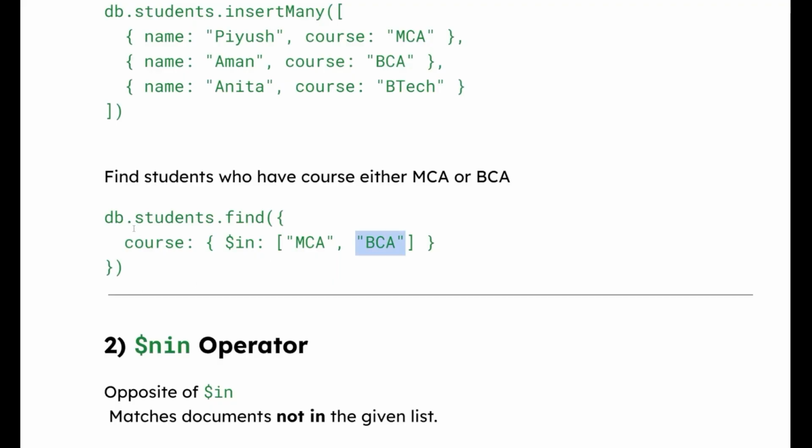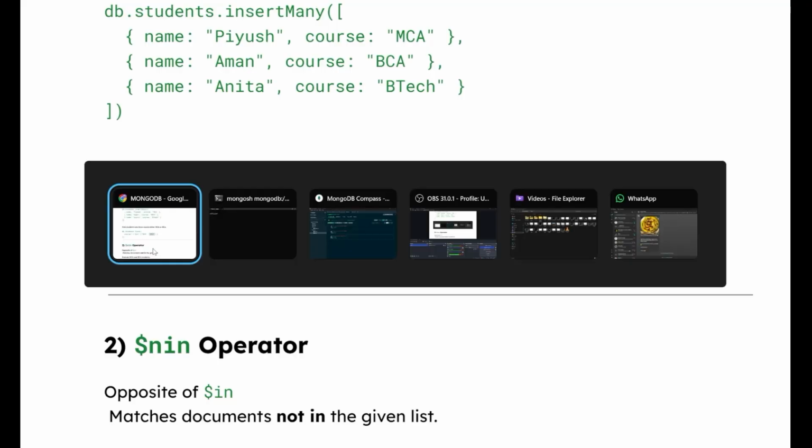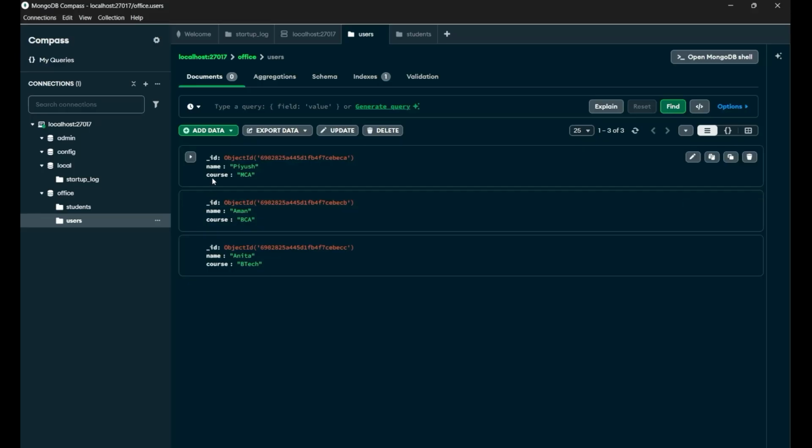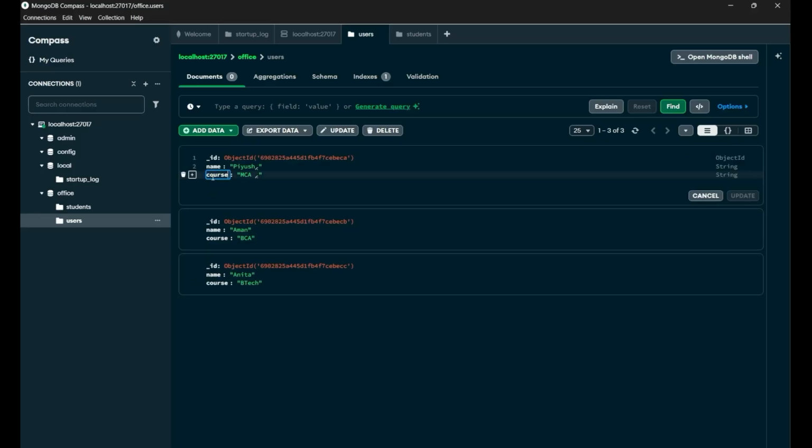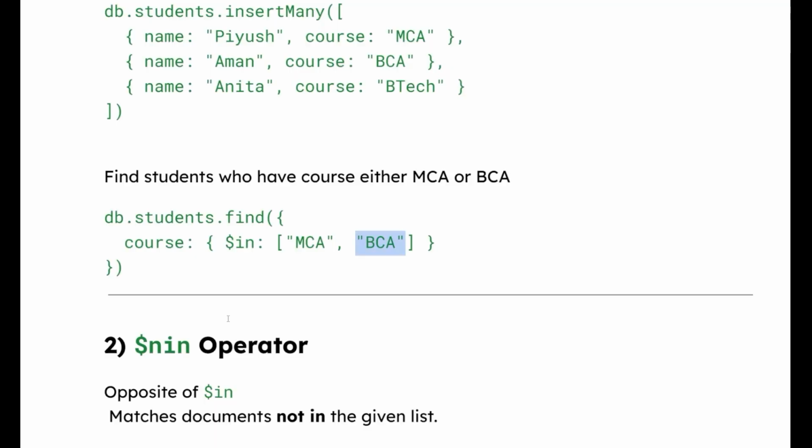We are going to write the query like this: db.student. Student refers to the collection name, right? And after that we are going to use the find method, and then the course. Course is what? Course is this particular key, right? So after that we will use this $in and then put a bracket.